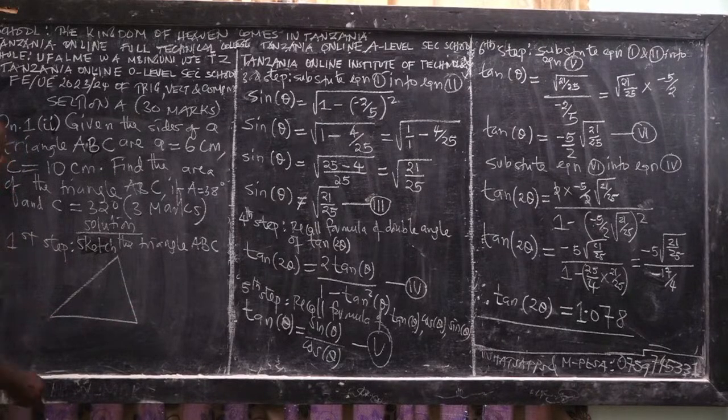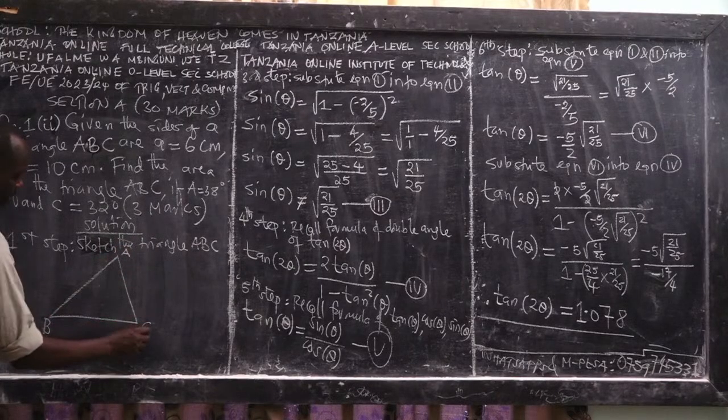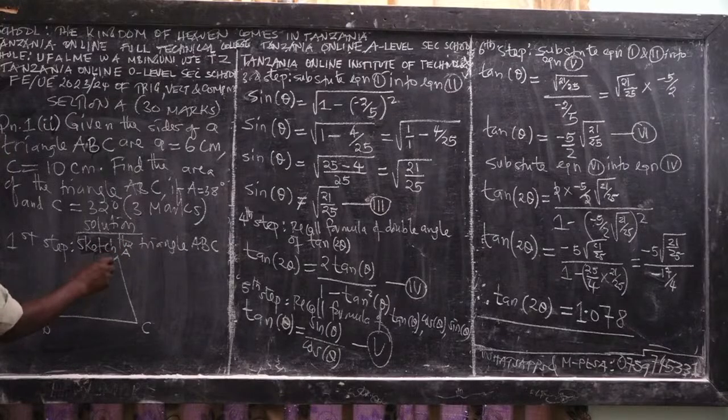Okay? So suppose that this is side A, side B, side C. So here we are going to have angle A, and then here we are going to have angle C, and here we are going to have angle B in degrees. And here we are going to have side A, and here we are going to have side C, and here we are going to have side B. So this is figure 1.